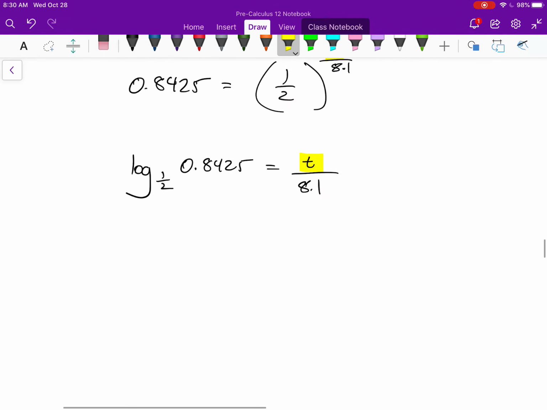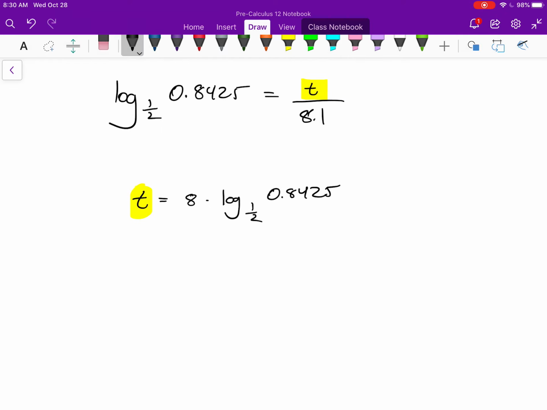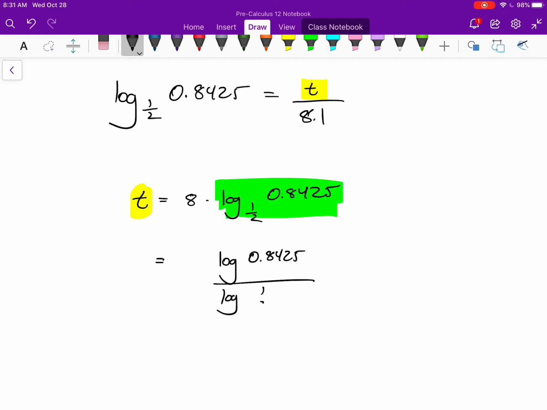And so multiply both sides by 8.1, and it's totally correct to say that t equals 8.1 times the log base 1/2 of 0.8425. And that is totally correct. However, again, I want you to make sure you understand that everything you see right here is also the same as the log of any base, log base 10 I'll go with, of 0.8425 divided by the log of that same base of 1/2, or 0.5, so times 8.1.